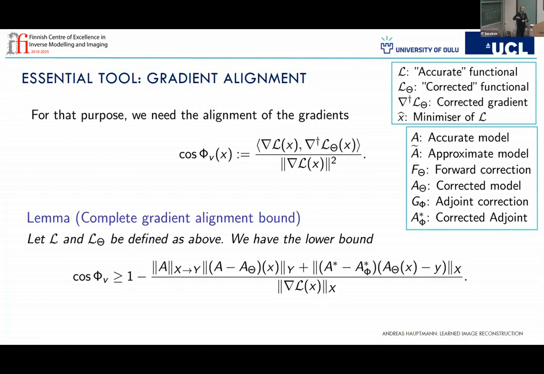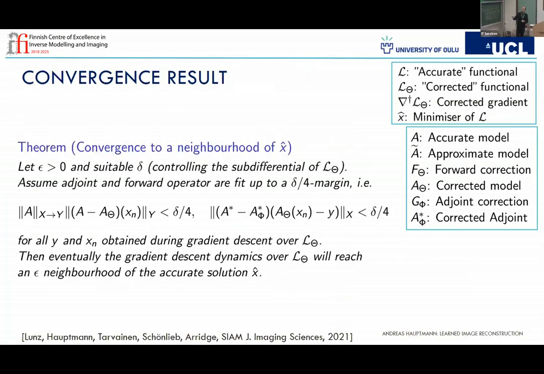And then if we combine the previous two, we get to our theorem. Of course we need a bit more, so we need some constants that are bounded. We have the condition on our forward approximation, and we have the condition on the approximation of the adjoint. And then, minimizing the corrected functional, we would eventually converge to a neighborhood of the minimizer of the accurate functional. That's quite nice.